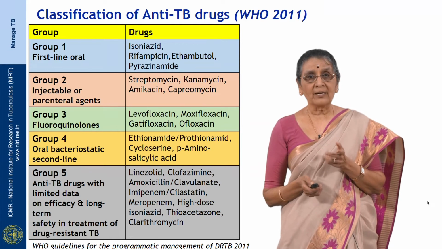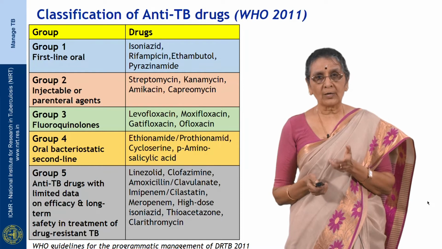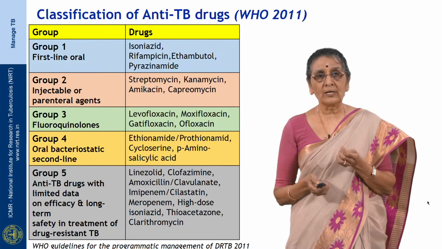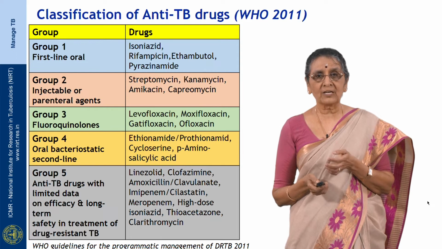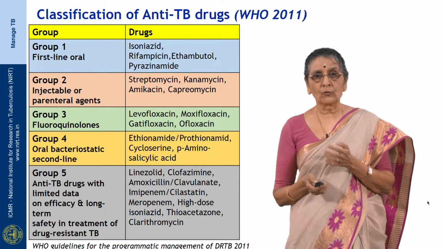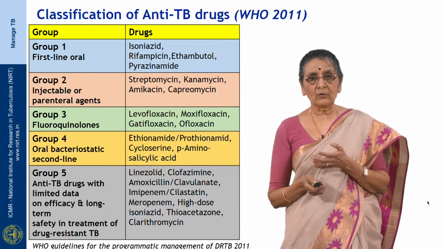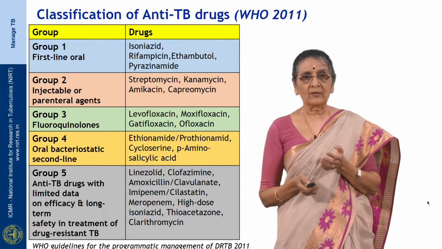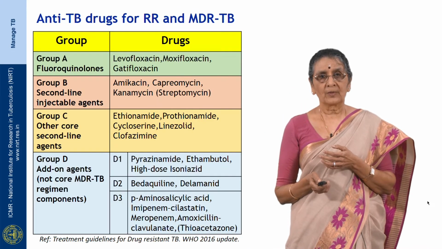WHO classified the anti-TB drugs in 2011 into 5 groups. Group 1 was fully oral drugs: INH, rifampicin, ethambutol, pyrazinamide. As I told you, these are the 4 key drugs in short course chemotherapy. Group 2 consists of injectables like streptomycin, kanamycin. Group 3 is fluoroquinolones, mainly levofloxacin, moxifloxacin, gatifloxacin and ofloxacin. Group 4 is bacteriostatic second line drugs like ethionamide and cycloserine, and group 5 is other anti-TB drugs with limited data on efficacy, like linezolid, clofazimine, etc.